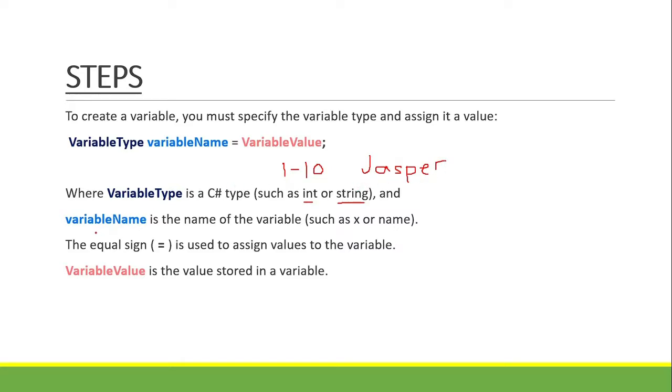Ano naman yung variable name? Variable name is the name of the variable. So, para ma-identify natin ang isang variable, kailangan niya ng variable name. So, equal sign naman is used to assign a value to the variable name. So, that's why makikita nyo dito sa structure natin na variable name equal variable value. So, what is the value? Variable value is the value stored in a variable.